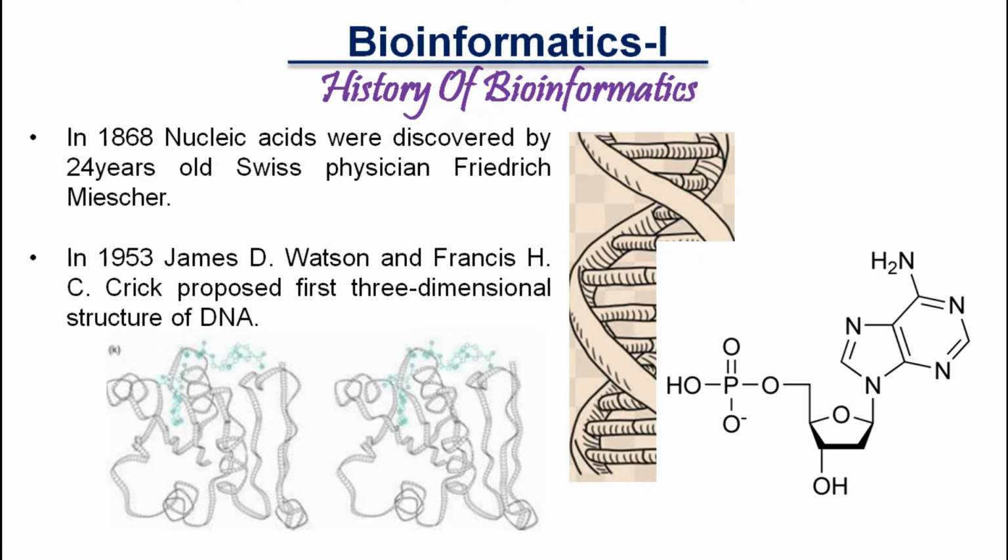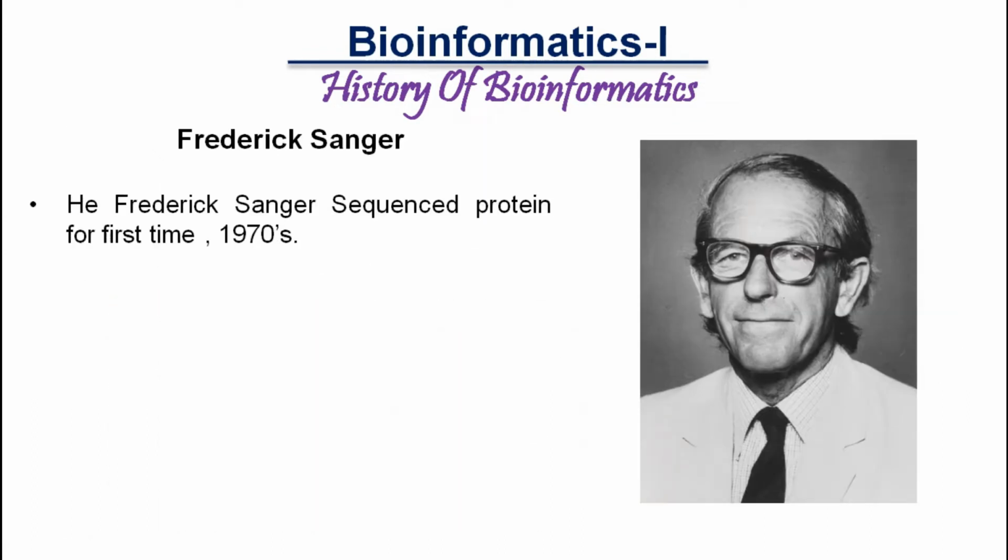First one, Friedrich Miescher. He was the person who discovered the nucleic acid in 1868, and the other names are Watson and Crick, and they proposed the first three-dimensional structure of the DNA in 1953. It was the revolutionary turn for molecular biology. And the next one is Frederick Sanger. He basically sequenced a protein for the first time in the 1970s, and he first determined the sequence of insulin.